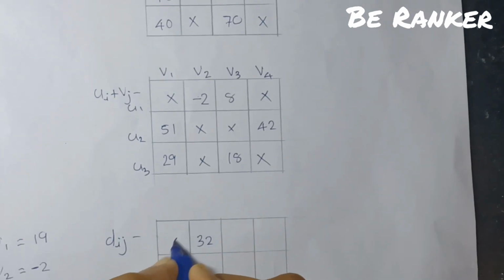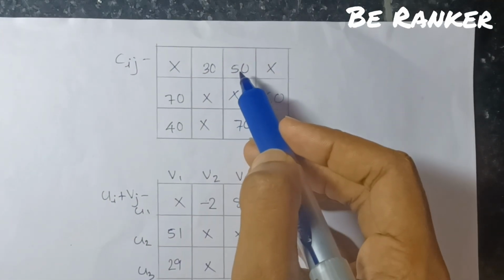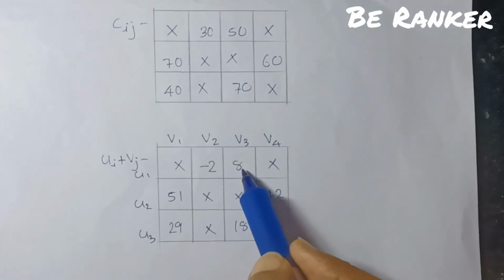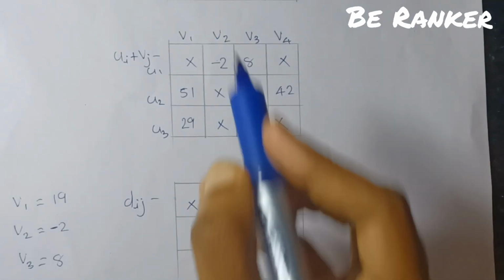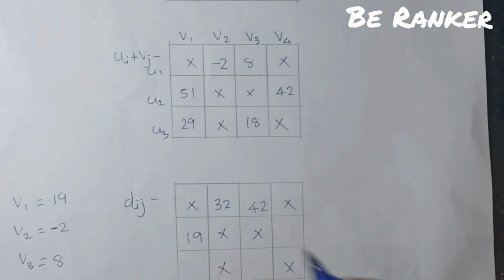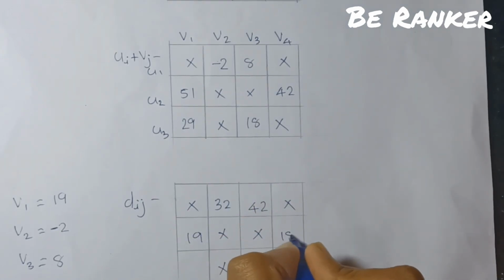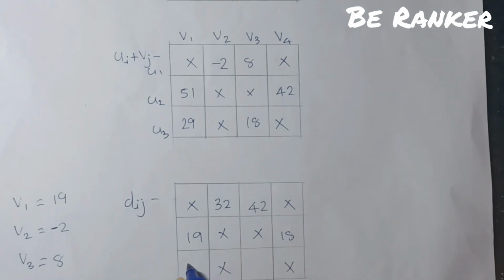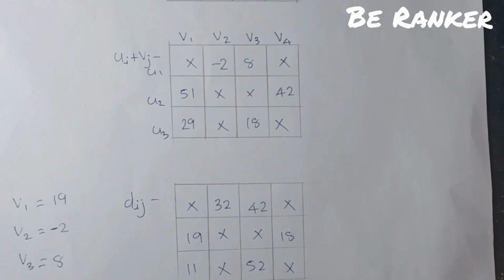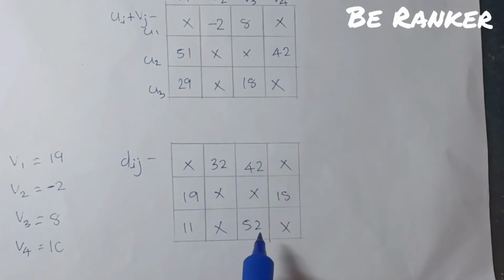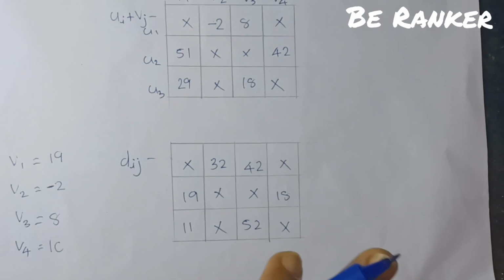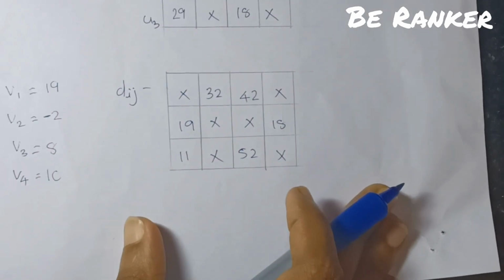Oh, sorry. First, we cross all the allocated cells. Then next is 50 minus 8, that is 42. So I write 42. Like this, I subtract all these numbers. 70 minus 51 is 19. Then 60 minus 42 is 18. Then 40 minus 29 is 11. And 70 minus 18 is 52. Now we get all the Dij values. Here all are positive. There are no negative values. So we can stop the MODI method here and calculate the total cost.